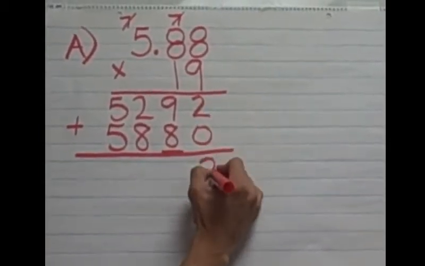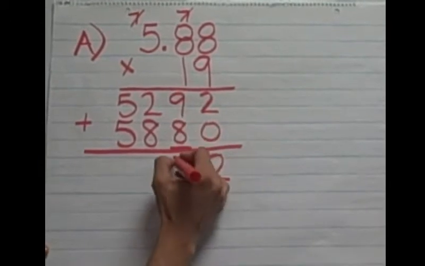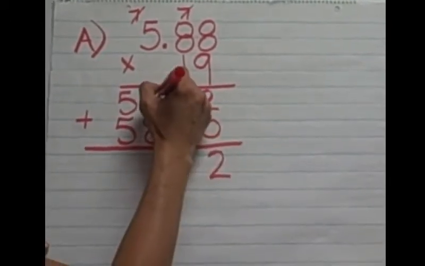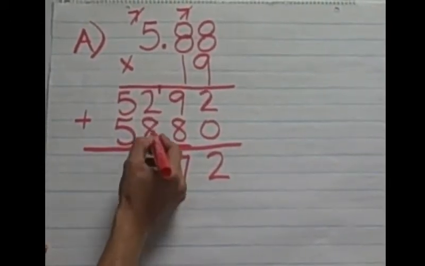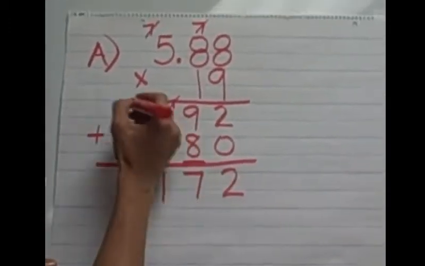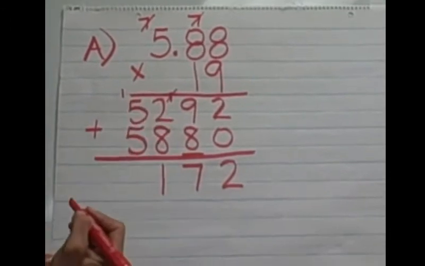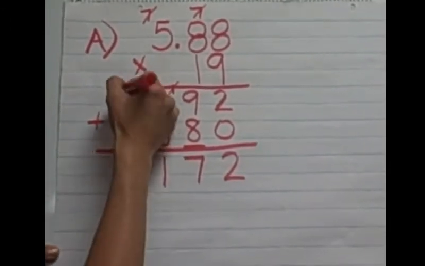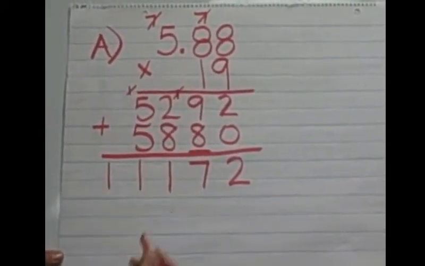2 plus 0 is 2. 9 plus 8 is 17. Drop a 7, carry a 1. 8 plus 2 is 10, plus the 1 that we carried is 11. 5 plus 5 is 10, plus the 1 that we carried is 11.